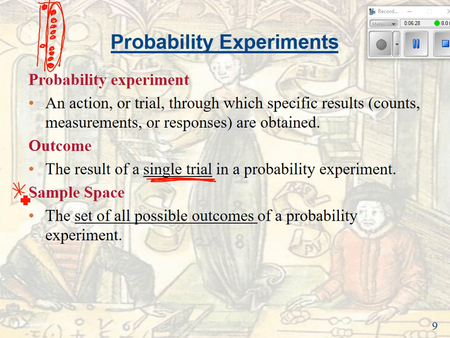Sample space, very important, so is outcome, but sample space, very important. It's the set of all possible outcomes for whatever event we're dealing with. So if we're flipping a coin, the sample space would just be heads or tails. You'd have to make that list. And you might want to put that down.